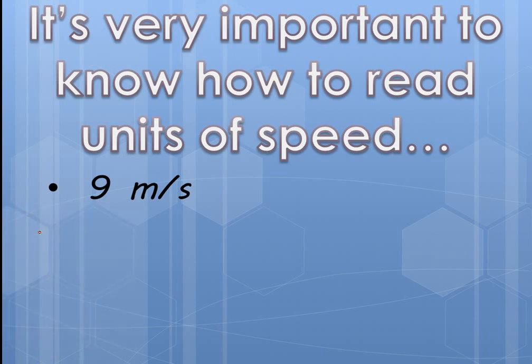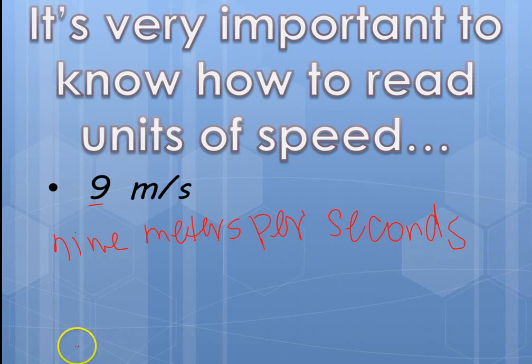Okay. It's very important to know how to read units of speed, and you're probably going to know most of these, but just to make sure. So, how would you say this? So, obviously that's 9, right? M/S. M stands for meters, right? Slash means per, and S means seconds. Okay, you're going to need to know that for the quiz. What all those things mean. 9 meters per second.